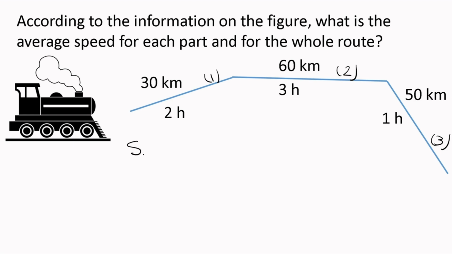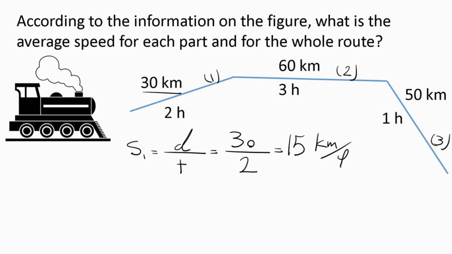Again, for the first part, I'm going to write S is equal to D over T. Do I have the D for the first part? Yes, as you can see, for the first part, D is 30 and T is 2. So it's going to be 15. And because we have D based on kilometer and T based on hour, the unit will be kilometer per hour.